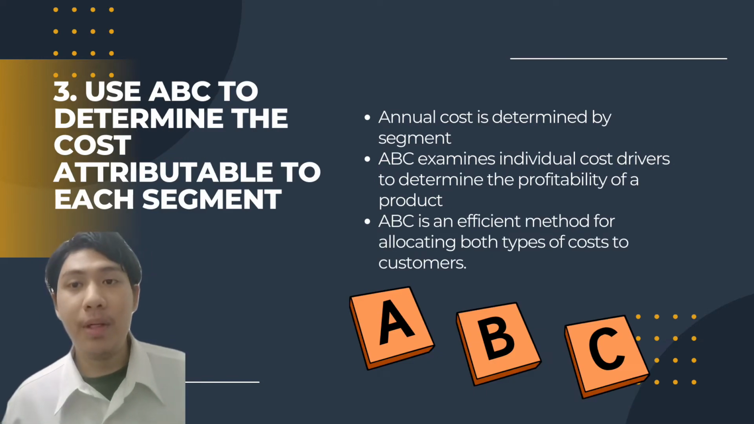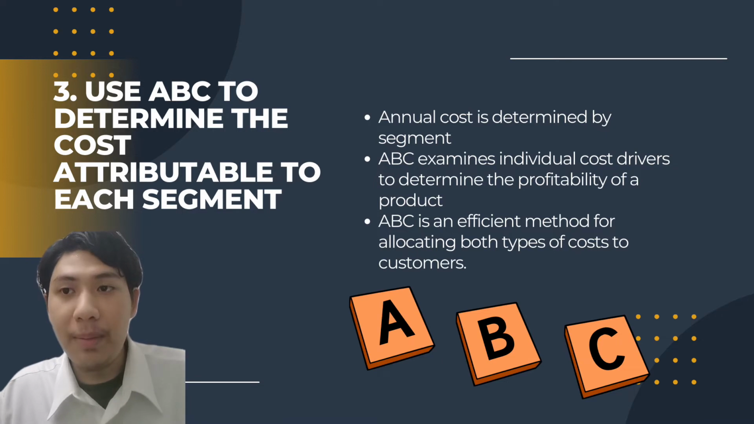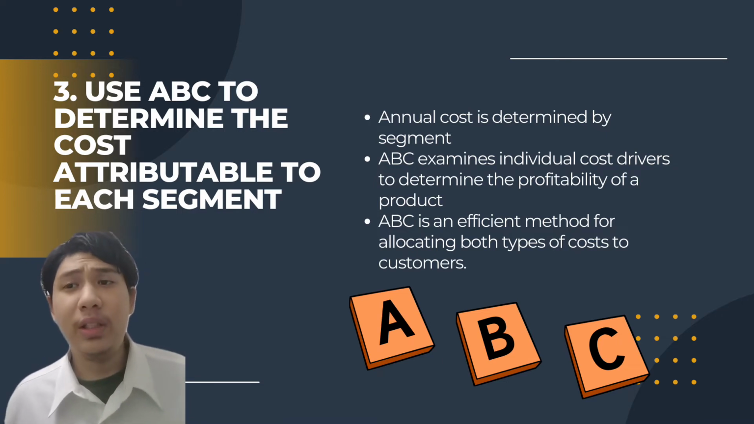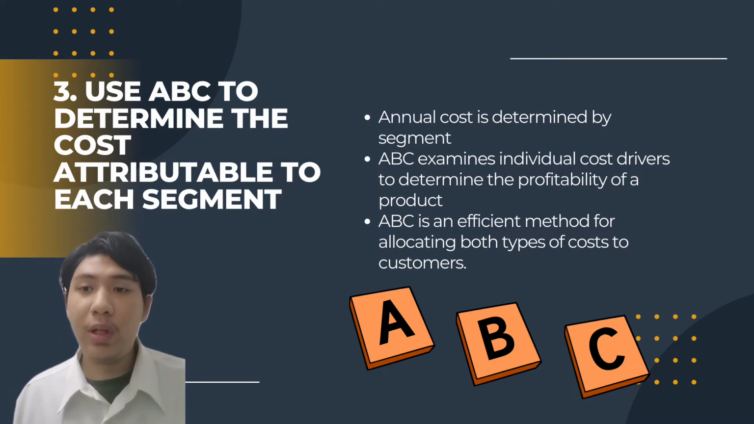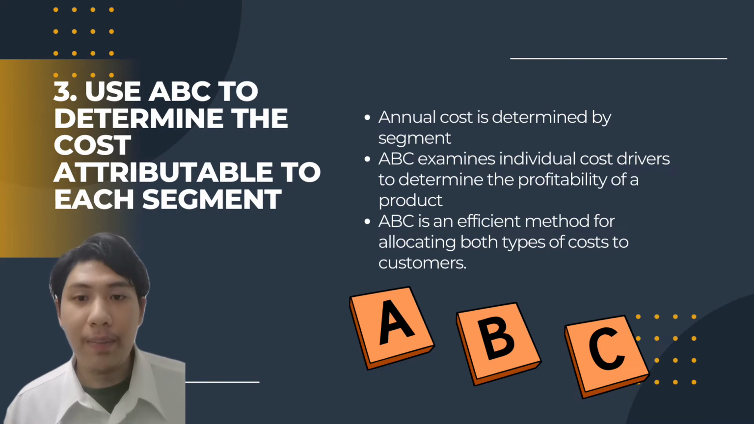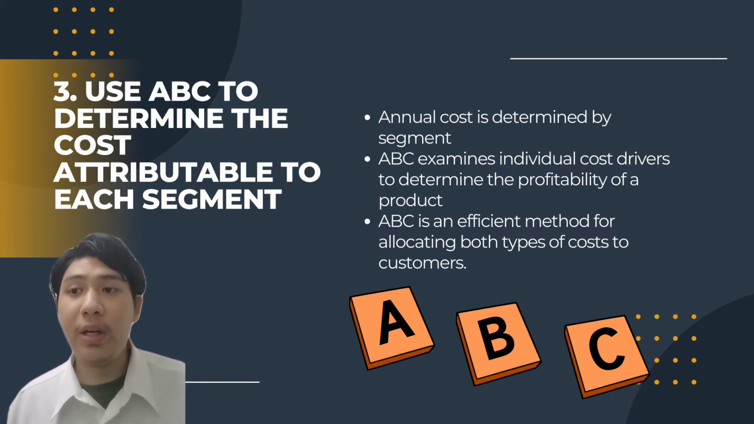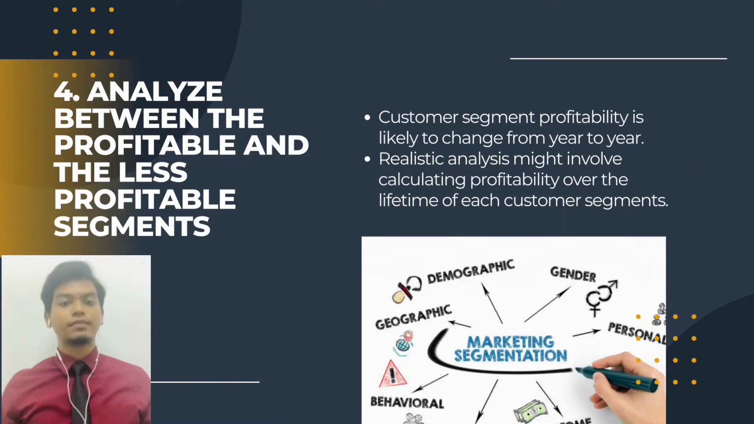The third step is to use ABC to determine the cost attributable to each segment. The annual cost is determined by segment. ABC examines individual cost drivers to determine the profitability of a product. ABC is an efficient method for allocating both types of costs to customers.